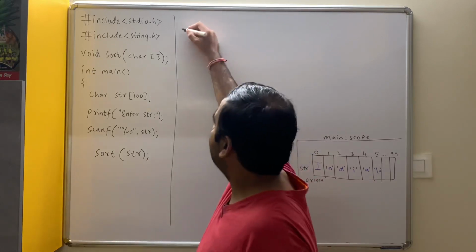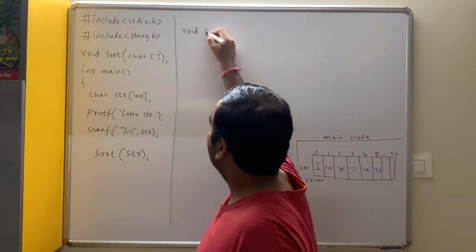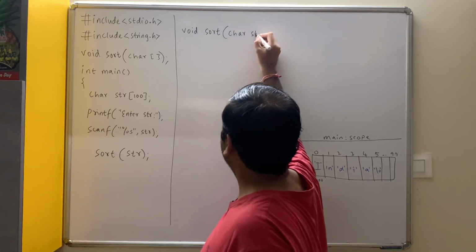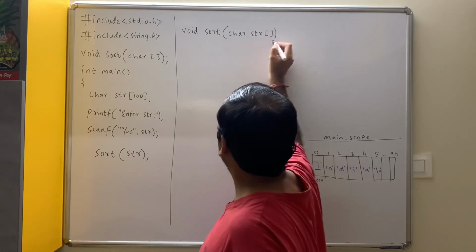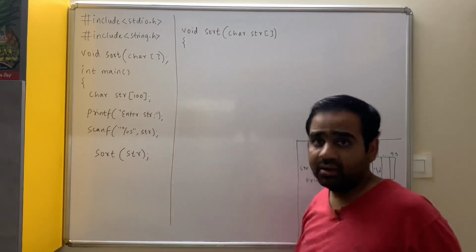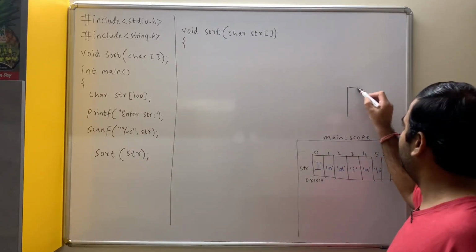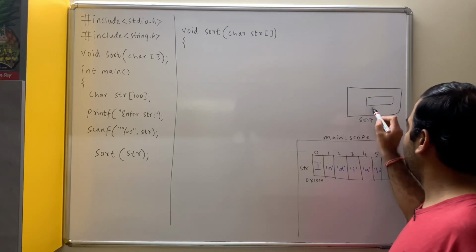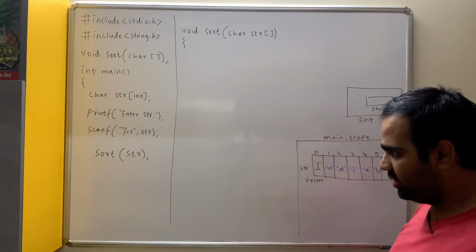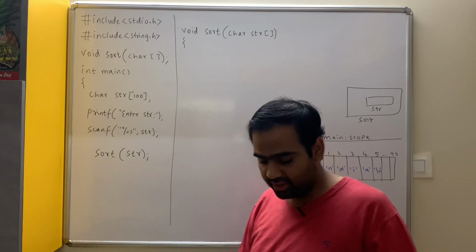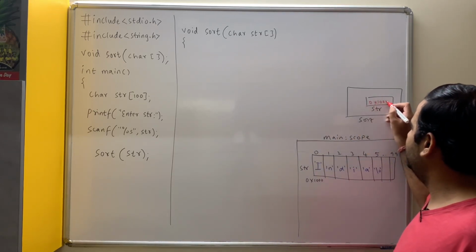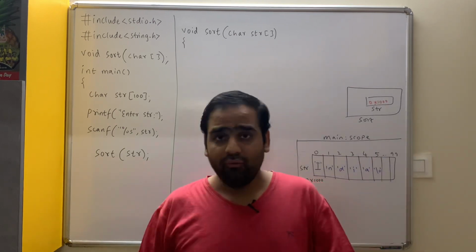Now let's write this. We say void sort, the first parameter is char str of. Now this is the function sort. There is one parameter called str. Whenever arrays are passed to functions, the base address gets passed, not the complete array, and this is 1000. Now what do we have to do?